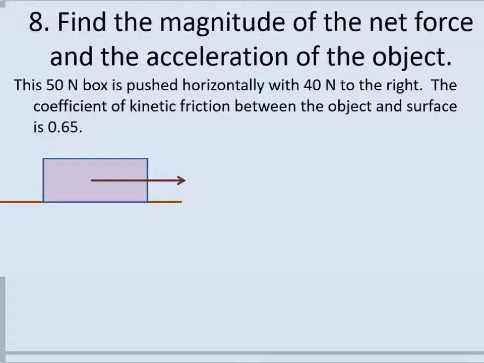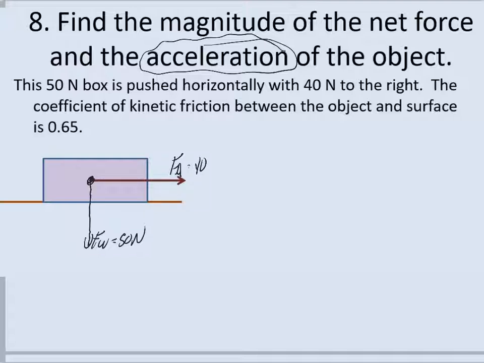All right, find the magnitude of the net force and the acceleration of the object. Well, when you see this, find the acceleration of the object, usually when we're in second law and you see find the acceleration, you have to understand that it can't be zero in this case. So there's going to be unbalanced forces acting on this object. Well, what object do we have here? This is a 50 newton box. So I'm going to draw my FW vector, and that's 50 newtons. It's pushed horizontally to the right with 40 newtons. So this would be FA of 40 newtons.